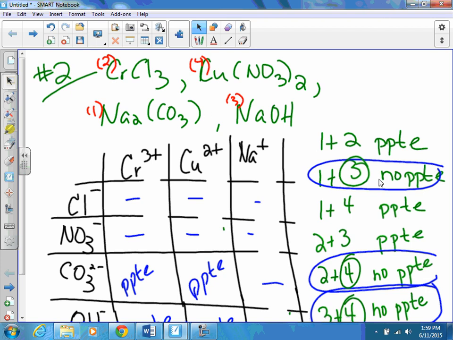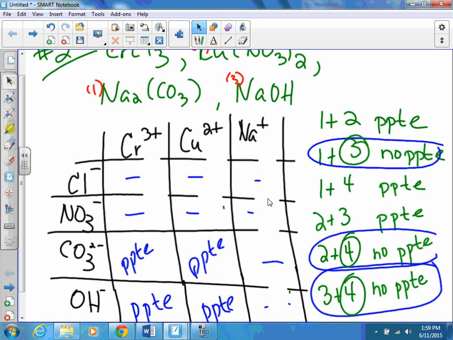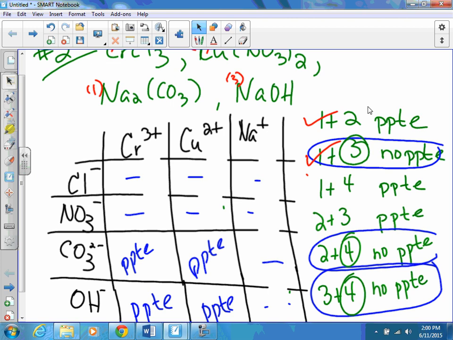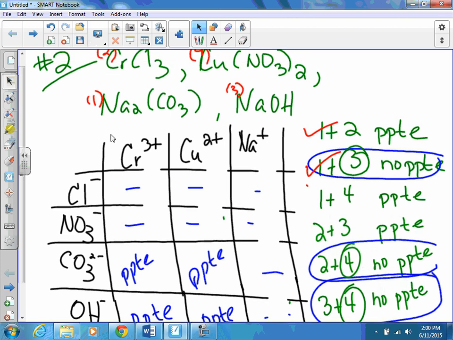Does 1 and 3 cause no precipitate? If this is 1 and this is 3, does NaOH precipitate with CO3Na? No. So this one's also correct. Can you check 1 and 4? Do they precipitate? Yeah, copper and carbonate do, so that's correct.